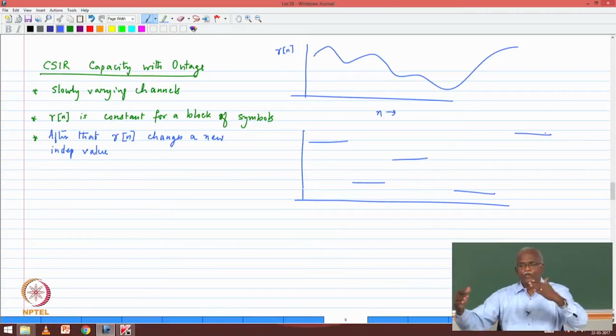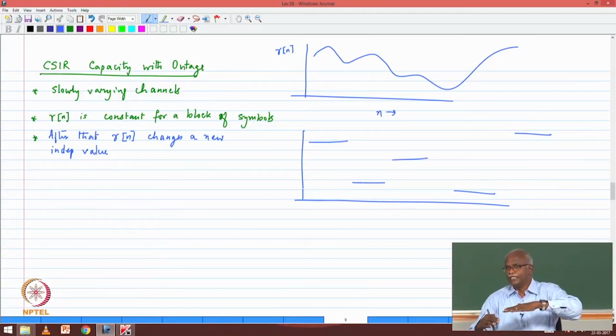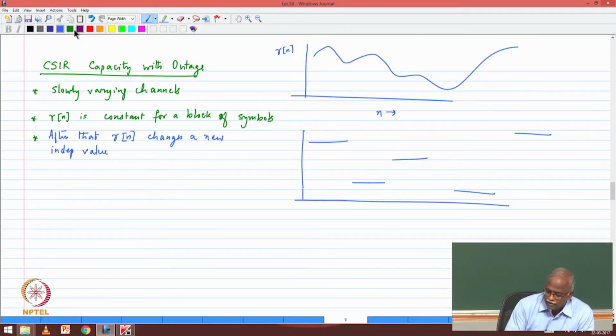So basically it looks like it is fixed for a period of time and then randomly changes, and again it goes up and down based on that. Okay. Now the transmitter does not know what the gamma n is. It's just that this is the type of gamma n that we have. The transmitter does not know, because we have assumed only CSIR, it does not know gamma of n.